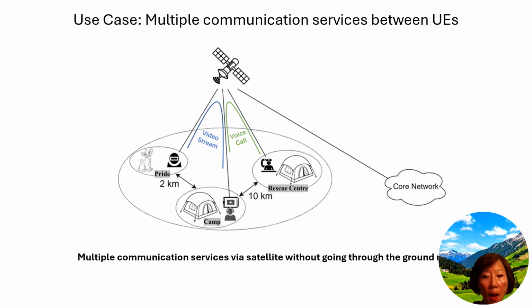Next one is multiple communication services between UEs. We have on the picture here a single satellite at the top of the image, providing communication coverage for the area. We have the core network again represented by a cloud icon on the right-hand side, indicating the presence of a terrestrial network infrastructure. The communication scenario here is about wildlife observation and rescue operation in a remote area.